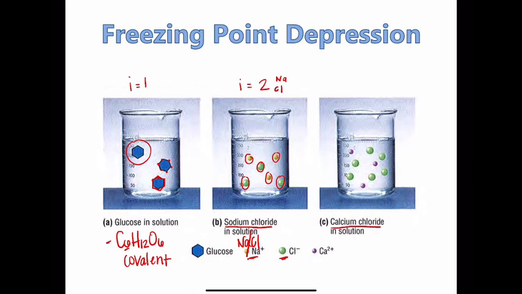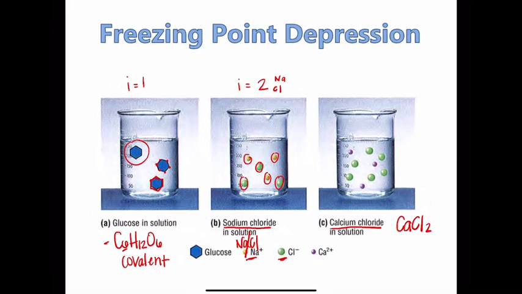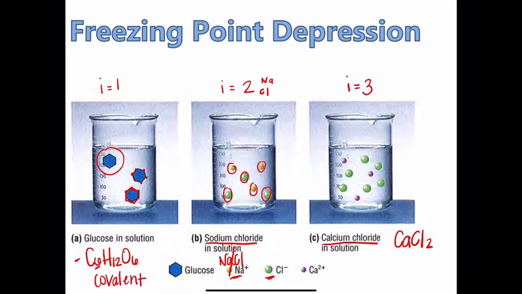Now look over here at calcium chloride. Calcium chloride is CaCl2. We know that because calcium has a positive 2 charge, chlorine has a negative 1 charge. So to write that correctly, we have to have 2 chlorines to balance that calcium. So we can't forget how to name and write these compounds. So calcium chloride is CaCl2. So it has an ionization constant of 3.